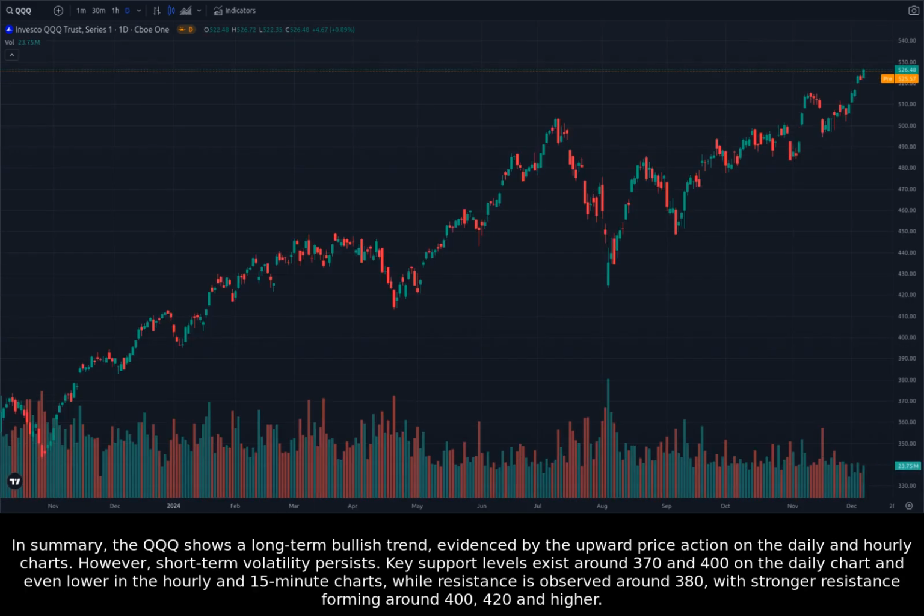In summary, the QQQ shows a long-term bullish trend, evidenced by the upward price action on the daily and hourly charts. However, short-term volatility persists. Key support levels exist around 370 and 400 on the daily chart and even lower in the hourly and 15-minute charts, while resistance is observed around 380, with stronger resistance forming around 400, 420 and higher.